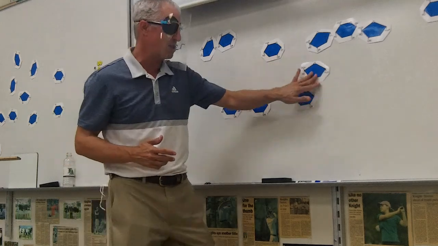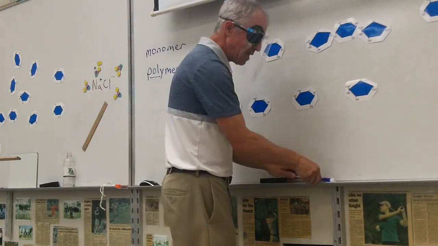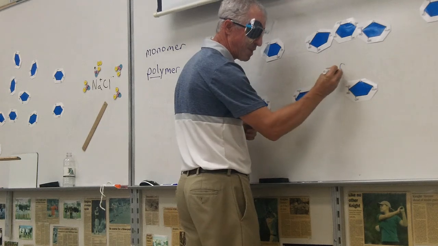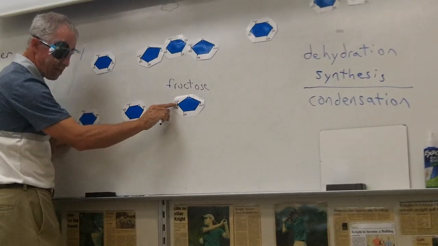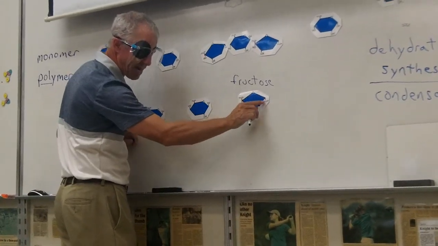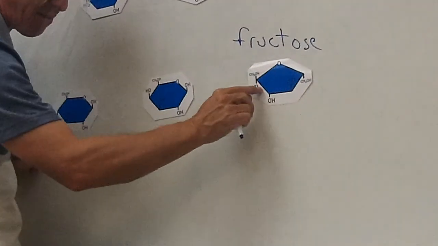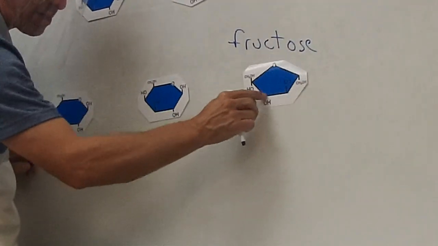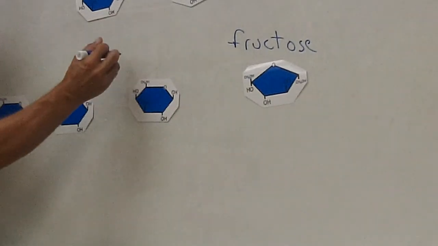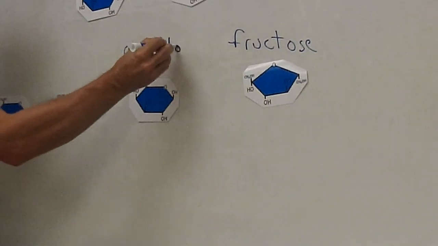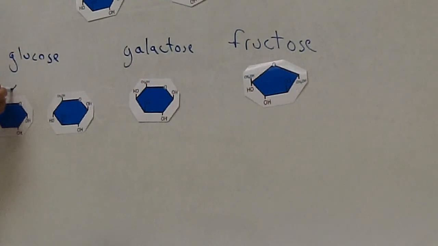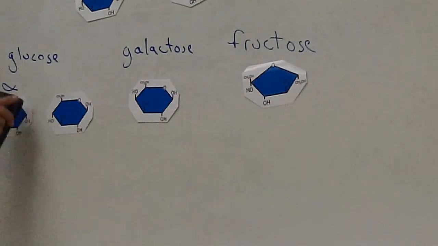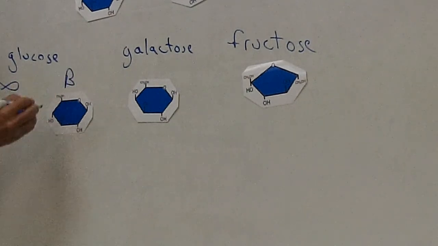And then fructose looks like that. That's fructose. And that's easy to tell because it's a pentagon. Even though it's still got 6 carbons, there's a CH2OH group here and a CH2OH group here, and it's a 5 carbon pentagonal ring. So this is galactose, and this is glucose, and this is alpha glucose. This is alpha glucose, and this is beta glucose.